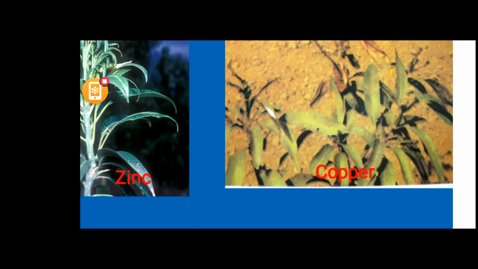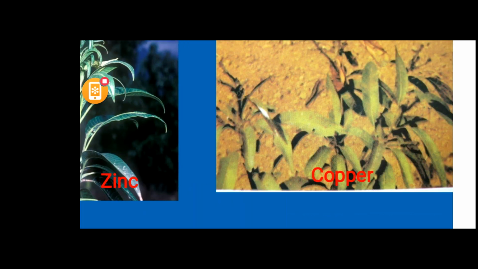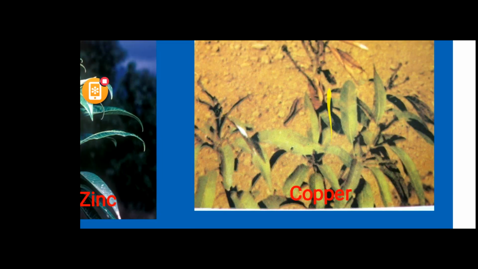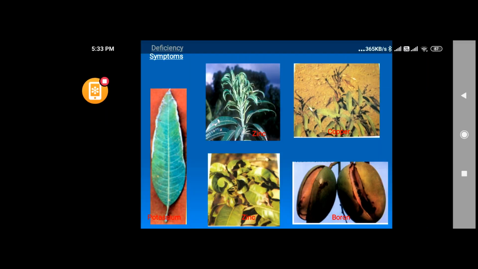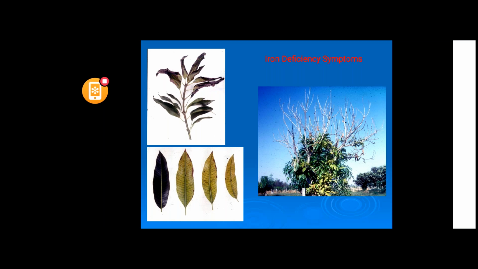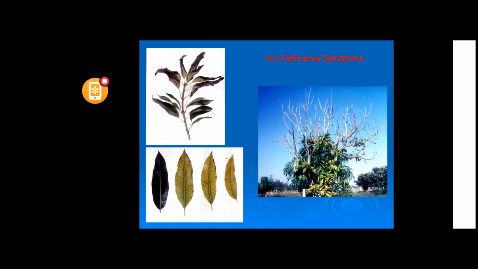Here copper deficiency is there. Dieback of the plant occurs sometimes due to deficiency of copper, and fruit cracking generally occurs due to boron deficiency. Other reasons are there, but this is iron deficiency. When iron deficiency occurs, interveinal chlorosis appears on the leaves, and then the leaves drop off and the plant becomes leafless, like in an advanced condition.